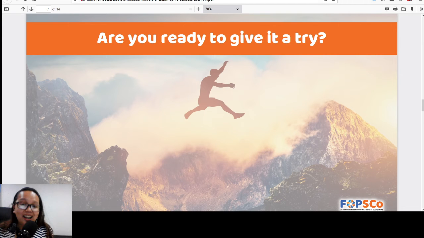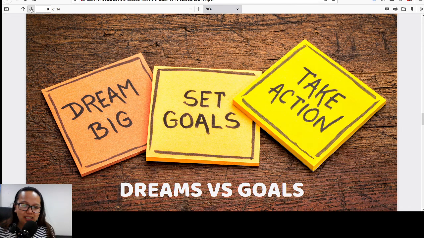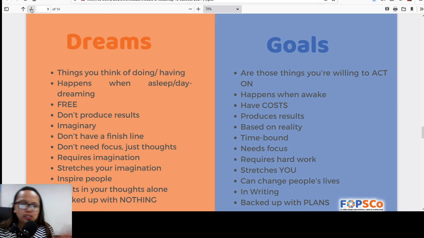So, are you ready to give it a try? Of course, we have to really do this. So we'll try to compare now the dreams versus our goals. Of course we have to dream big, set goals, but take action. Let's try to differentiate the dreams and the goals.